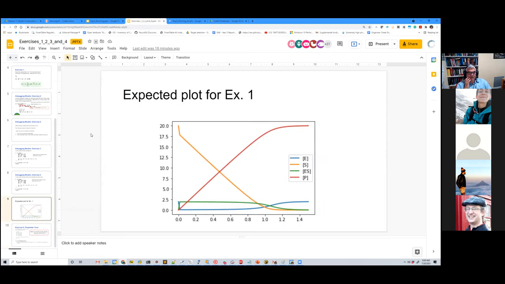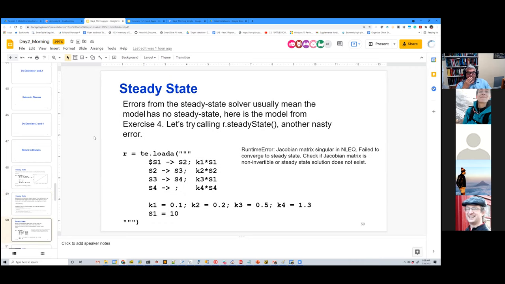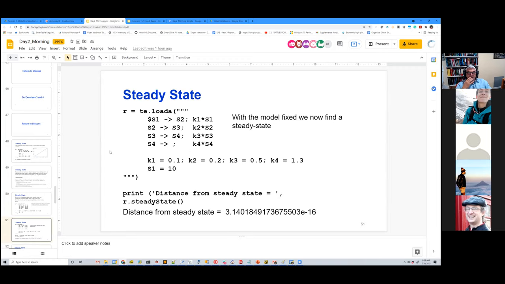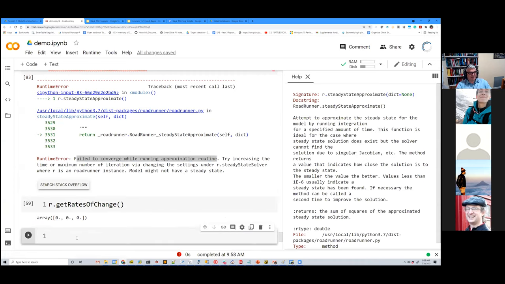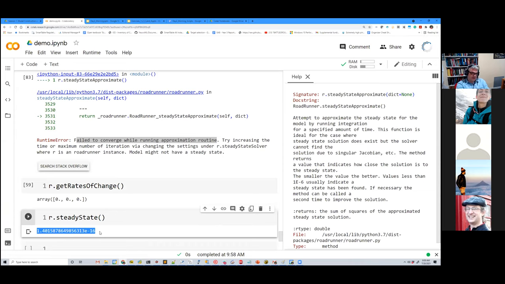So what we're going to do now is go back, so that's a bit about the steady state. The one thing you may have noticed is that the steady state function returns a number. This number tells you how close it thinks it is to the steady state. Anything less than 10 to the minus 8, 10 to the minus 9 means it's close enough to the steady state. This is 10 to the minus 16, which is virtually zero. It found it.